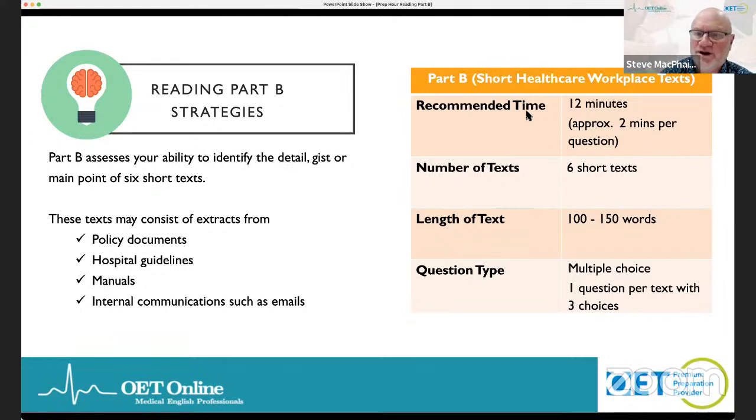Now, for reading part B, there's 6 questions, and you could argue that perhaps we should finish it in 9 or 10 minutes, so that you have a little bit more time for part C. But I think you can make a real time investment with part B. I don't mind if you spend 12 minutes, that's 2 minutes per task, a little bit of extra time on part B, because I think the reward can be great.